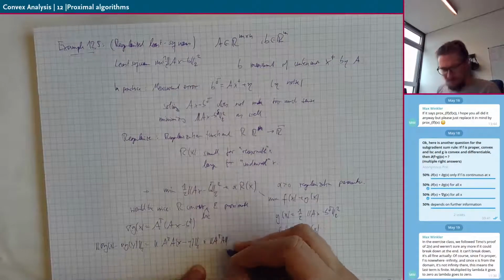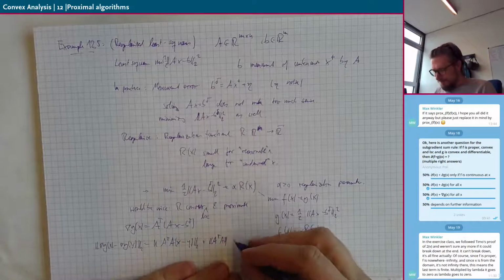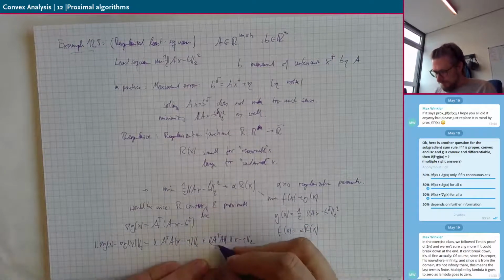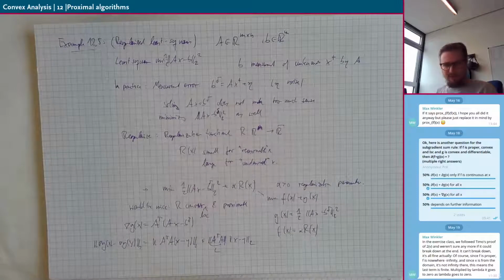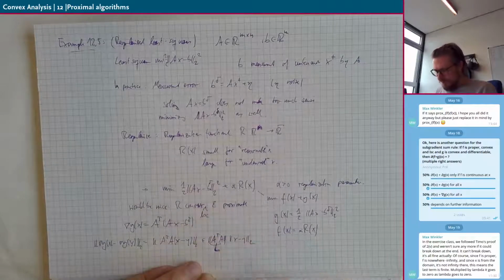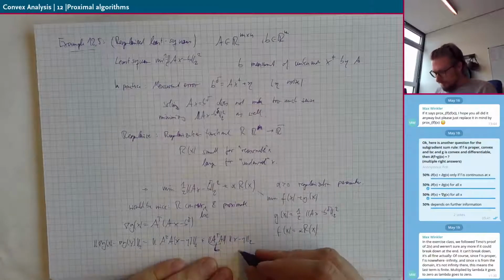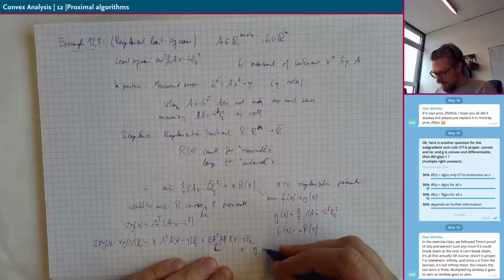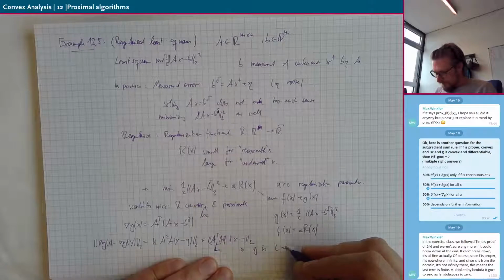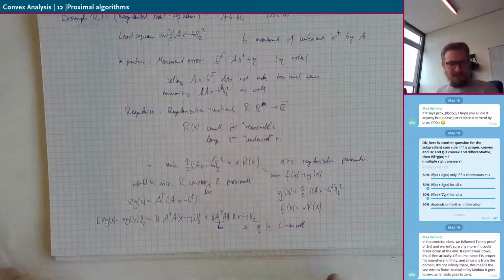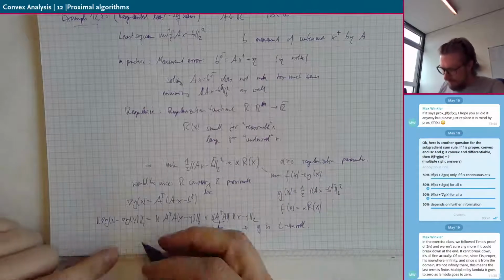It's just bounded by the spectral norm of A transpose A times x minus y. So this here is the best Lipschitz constant for the gradient of this g. So G is L-smooth. Okay, nice. And now we can write down the proximal gradient method.